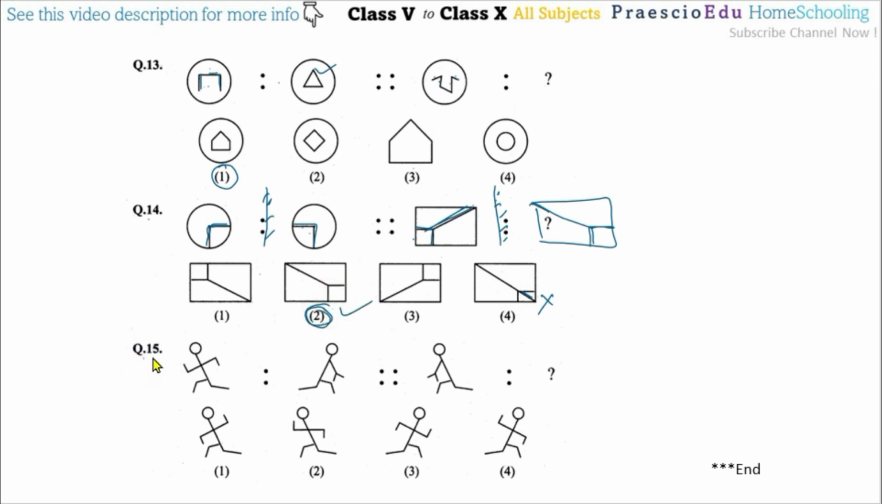Now question number 15. This position and this position, if you make a mirror image, but the hand positions are different, but these positions now again here with a mirror image. So this figure will come here with a mirror image. So this figure having the mirror image is in option number 3. So that's why option number 3 for question number 15 is correct.